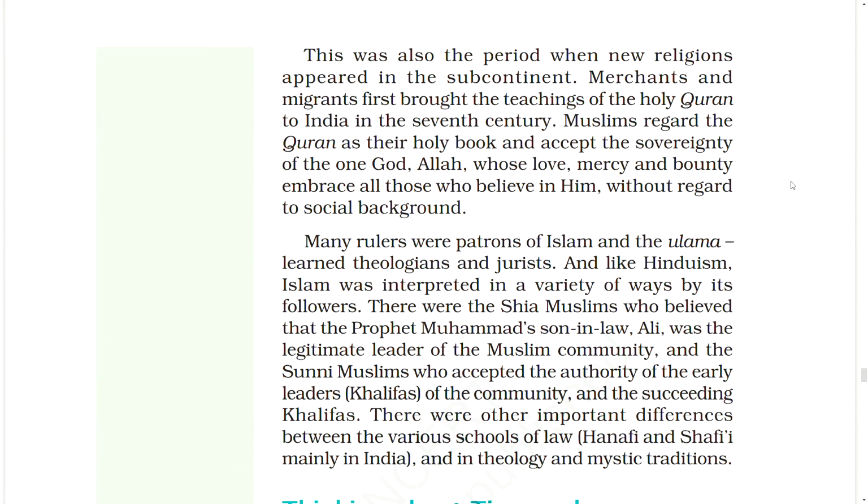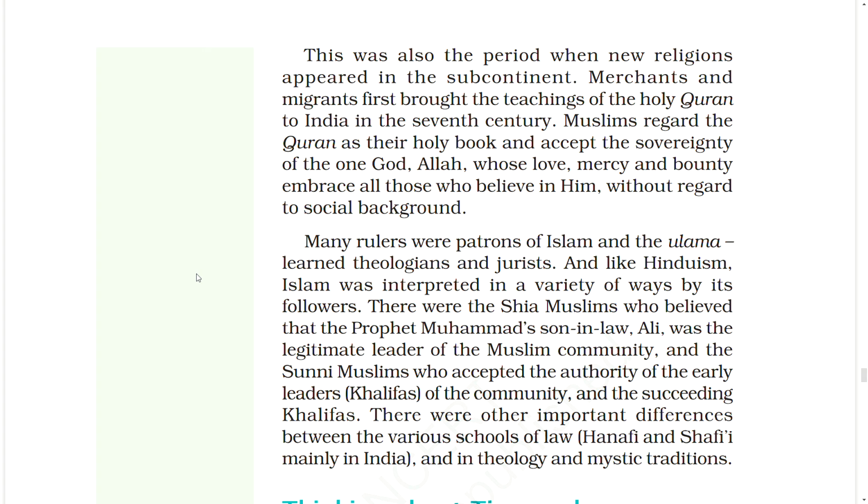This was also the period when new religions appeared in the subcontinent. Merchants and migrants first brought the teaching of the Holy Quran to India in the 7th century. Muslims regard the Quran as their holy book and accept the sovereignty of the one God, Allah, whose love, mercy and bounty embrace all those who believe in Him without regard to social background. Many rulers were patrons of Islam and the ulama, learned theologians and jurists, and like Hinduism, Islam was interpreted in a variety of ways by its followers.